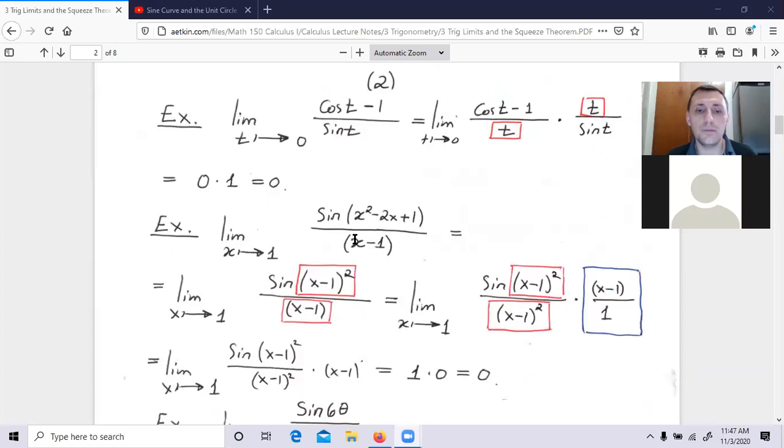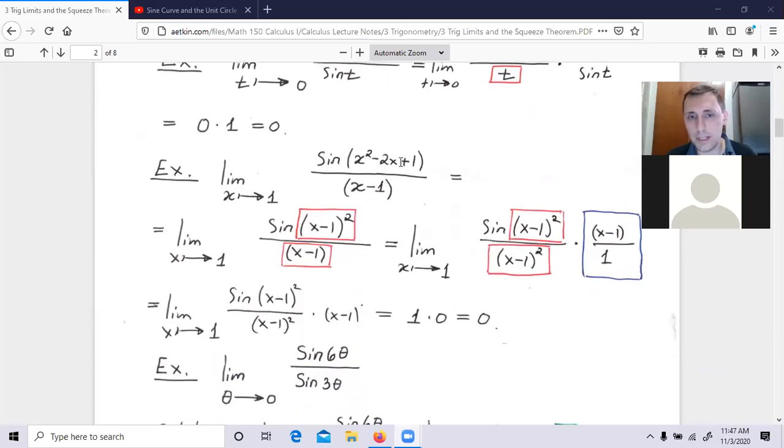Here is another one I kind of need to move. So sine of x squared minus 2x plus 1, I simply organize it. It's x minus 1 squared over x minus 1. And then I need a square on the denominator. So I multiply the denominator by x minus 1 and the numerator by x minus 1. Now this is 1 multiplied by 0. So the answer is 0. Okay? Are you with me? I went through this example rapidly because I'm trying to get ahead. I need to finish quite a lot of material. But you understand how I figured it out?